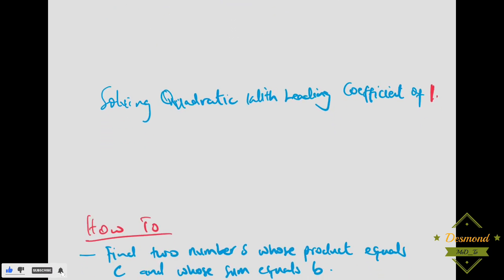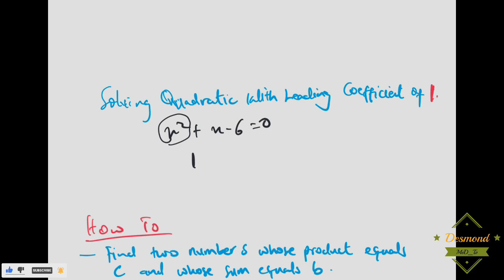Now let's talk about solving quadratic equations with a leading coefficient of 1. As we stated with the equation x squared plus x minus 6 equal to 0, the coefficient of x squared is 1.